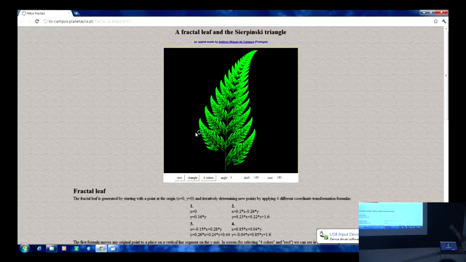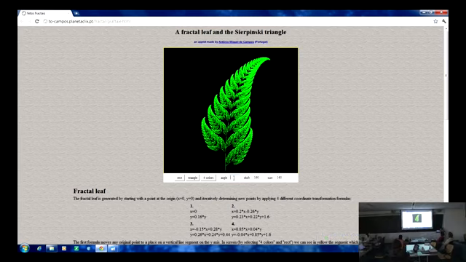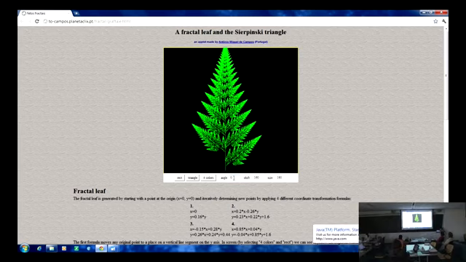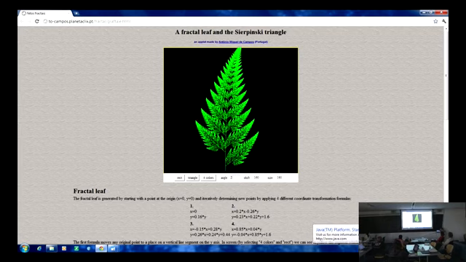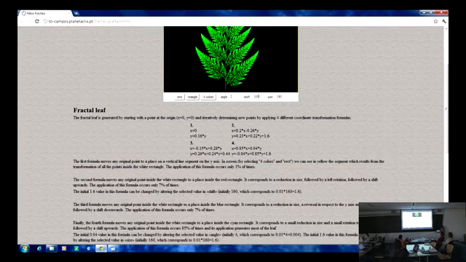This generates the fern, and here we can control some parameters, like the angle, the shift, and everything else, and those are the functions that generate this pattern, as you can see here.